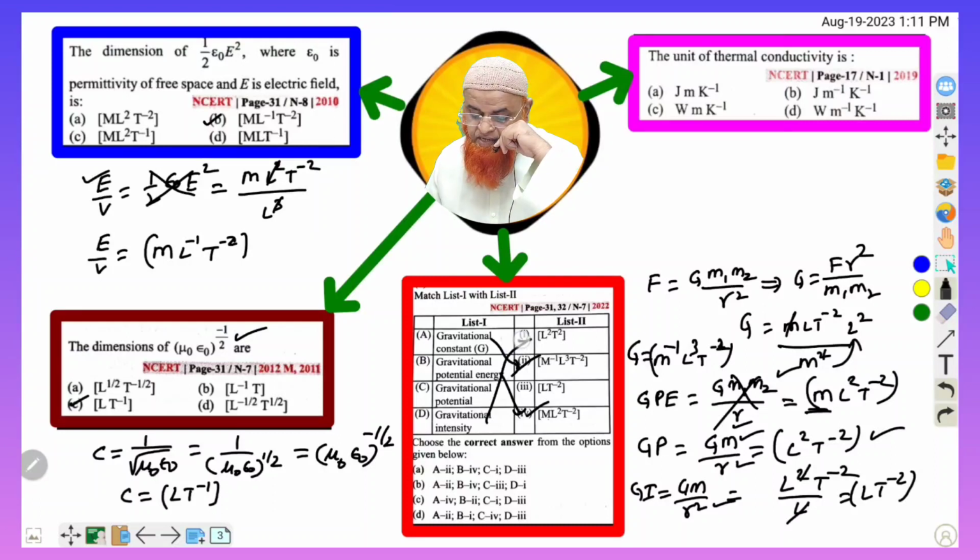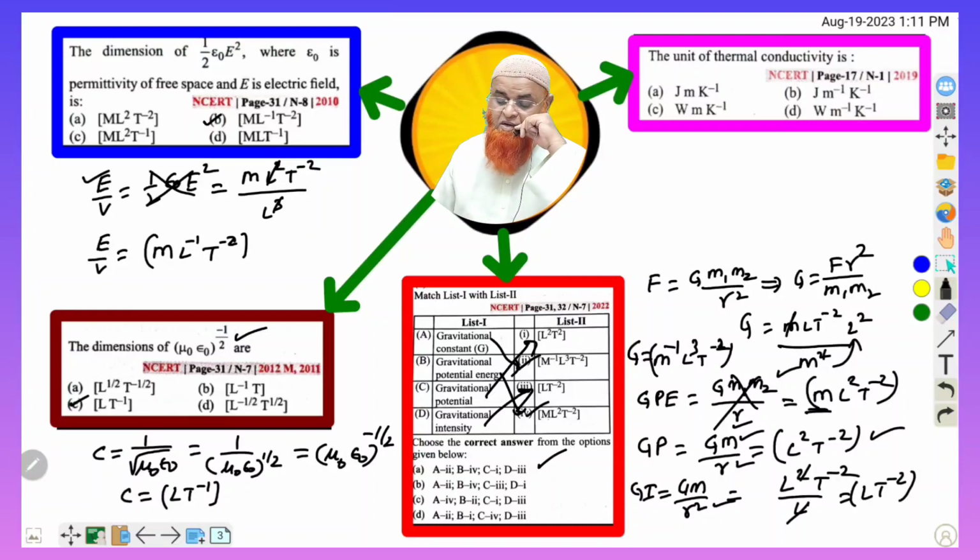So gravitational potential is this one. Gravitational potential means the first formula, and gravitational intensity means the third formula. That means your correct option is: first one is 2, second one is 4. So that means A option is going to be the correct answer.